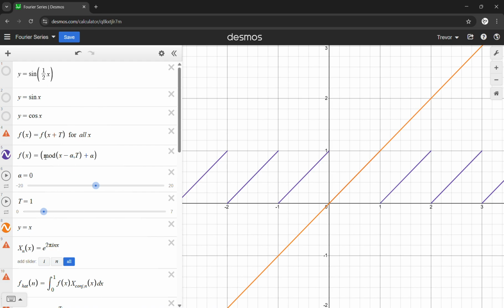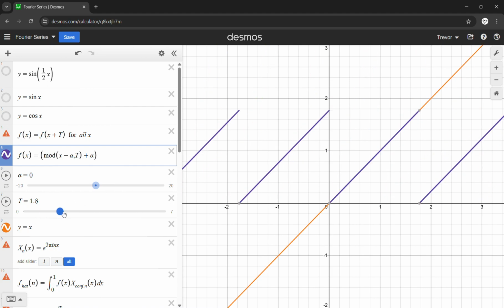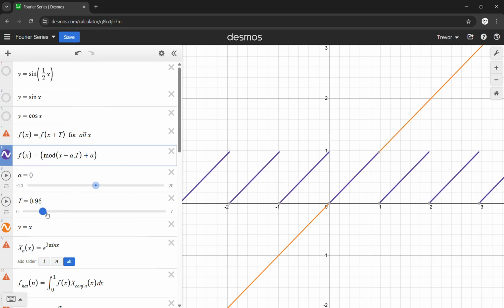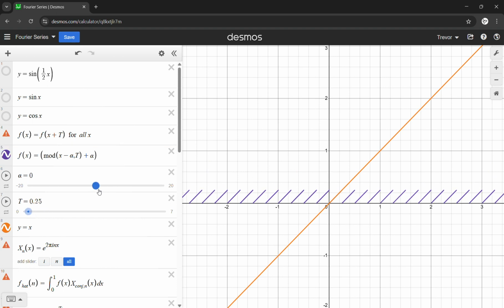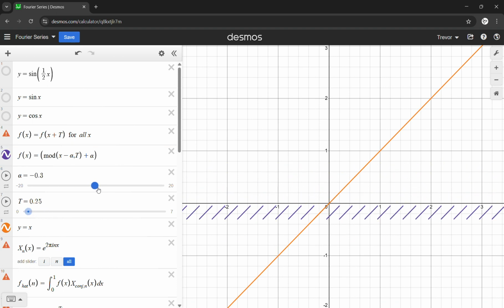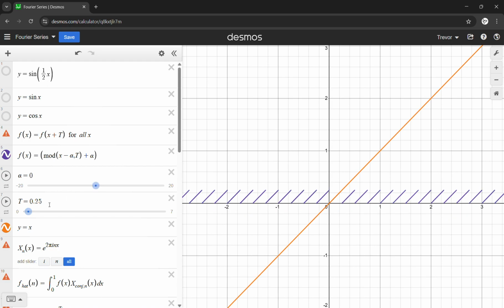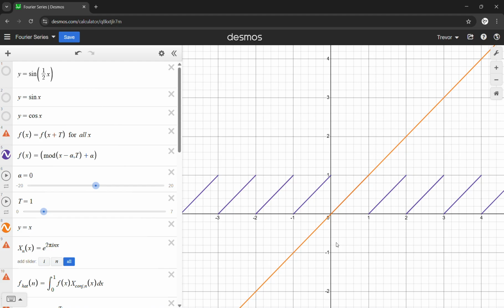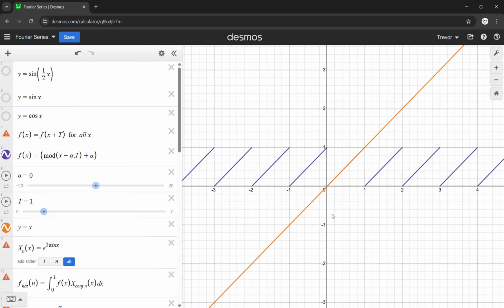So here, if I want, I can shift it up like that. I can shift it to the right or to the left by changing the period. I can stretch it by changing the period. I can do that. I can do all sorts of things. And we really do have a wide range of freedom as far as stuff that we can do.